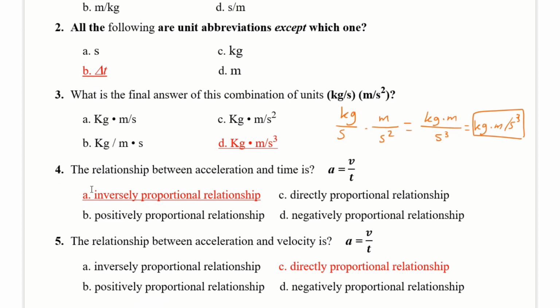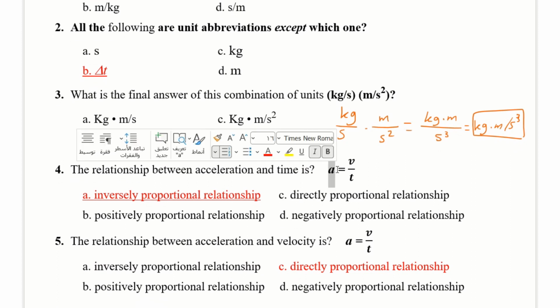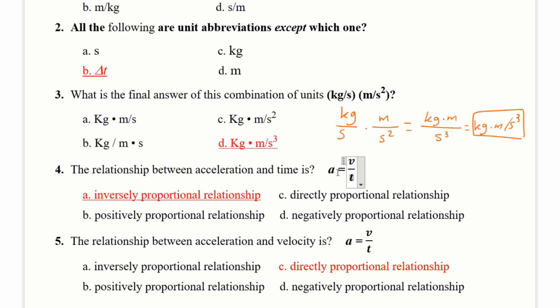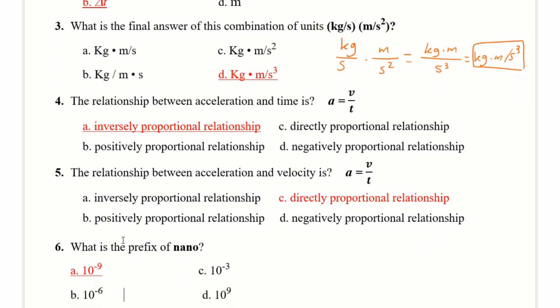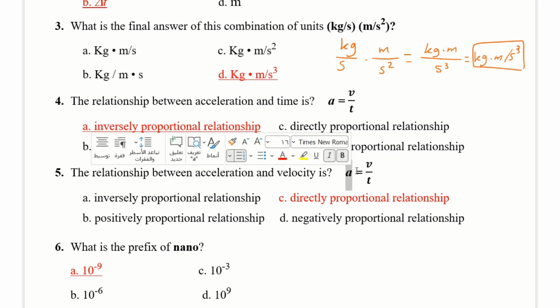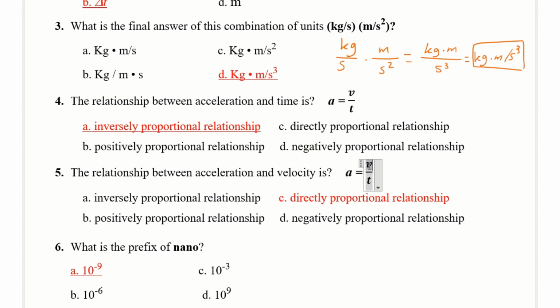Okay, 4. The relationship between acceleration and time. Acceleration and time. It's what? Inversely proportional relationship. Okay, question 5. The relationship between acceleration and velocity. Acceleration and velocity. It will be directly proportional relationship. So acceleration with velocity directly, acceleration with time inversely.